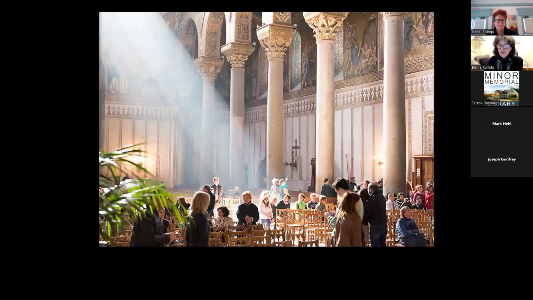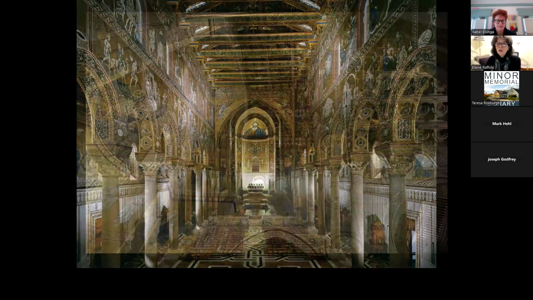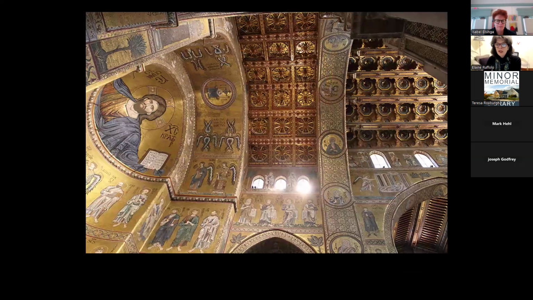Look at the nave and the side aisles divided by columns of various colors. They are spectacular. Here's the view looking down towards the apse to a Christ figure. Here's the roof done in carved wood, olive wood, and mahogany.